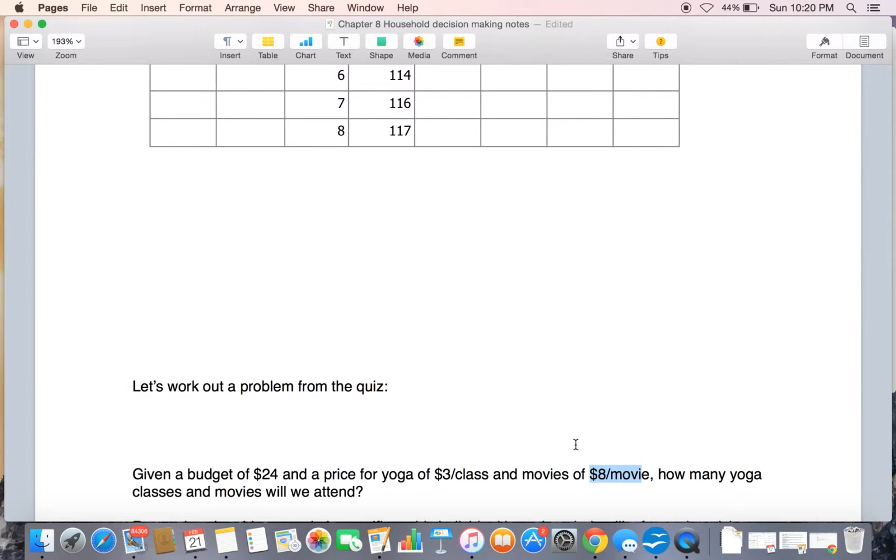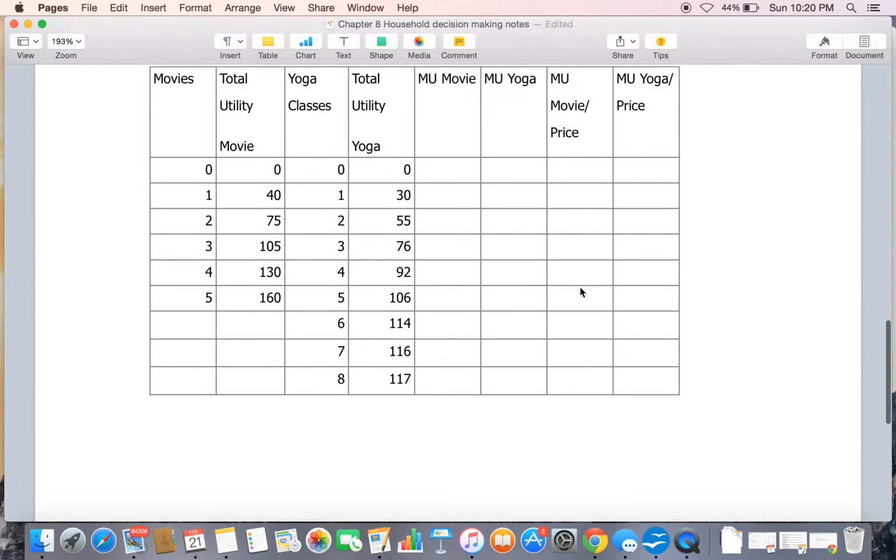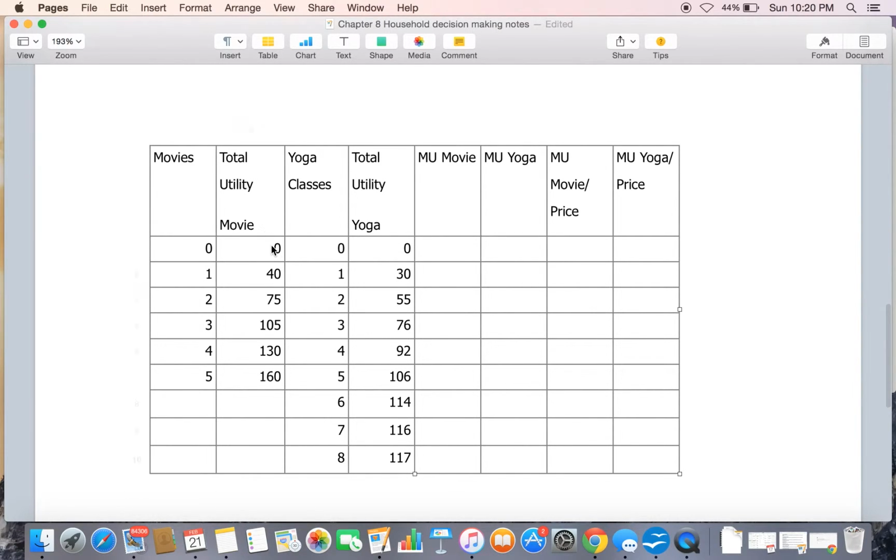So we want to know how many yoga classes a person will go to and how many movies they will attend. We're also given their total utility. If I go to no movies, I will have no satisfaction from doing that. If I go to one movie, I will have 40 total utils of utility. If I go to 5 movies, I'm going to have 160 utils obtained from watching those 5 movies.